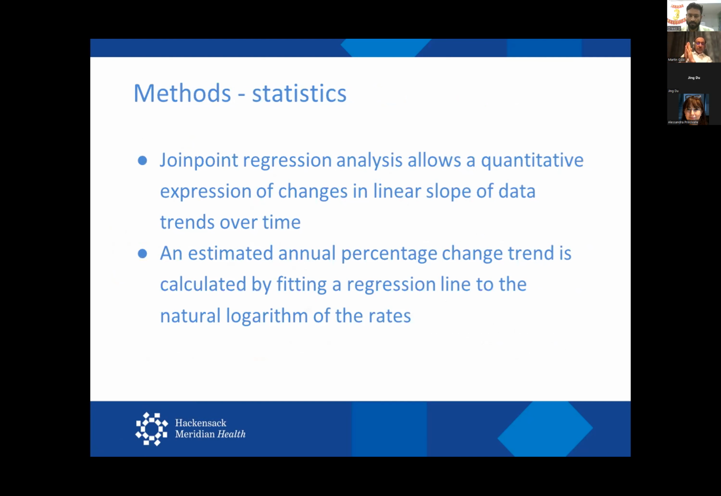So the joint point regression analysis allows a quantitative expression of changes in slope, just linear slope over time, and you can get estimated annual percentage change trends calculated by fitting a regression line to each of those periods using a natural logarithm. Next slide.